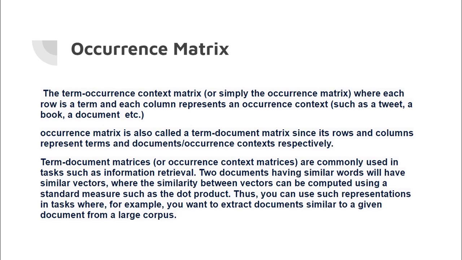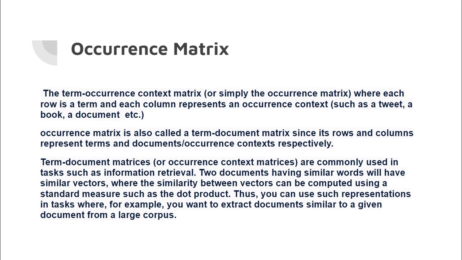Term document matrices are commonly used in tasks involving text or information retrieval. Suppose I want to search for a document within a large corpus, or extract a similar document, like I have a document and I want to search for a similar kind of document within a large corpus, then we have the intuition to create an occurrence matrix.